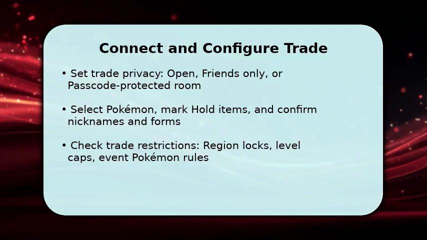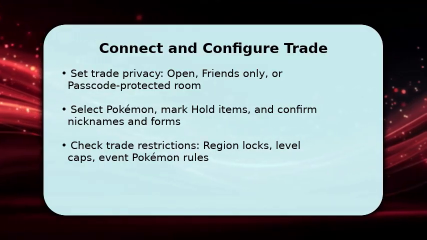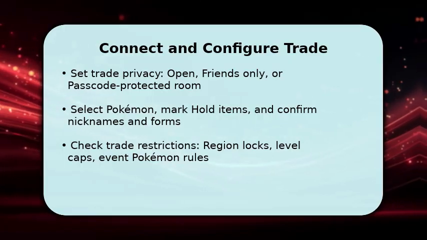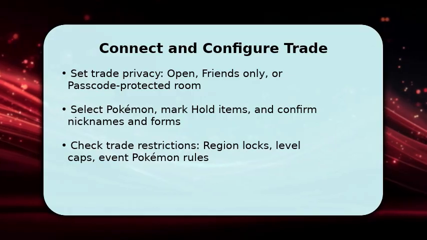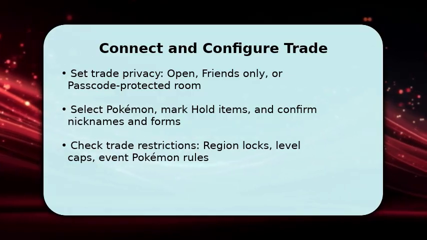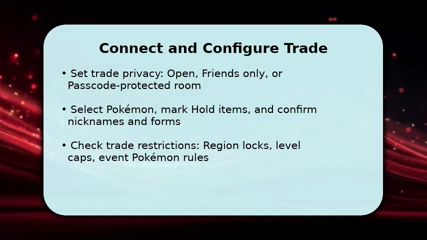Once inside the trade menu, configure privacy and room settings so you control who enters: open, friends only, or a passcode room. Then select the Pokémon to send, verify held items, nicknames, nature, and form. Make sure the receiver's device shows you in the room. If using a passcode, communicate it clearly.